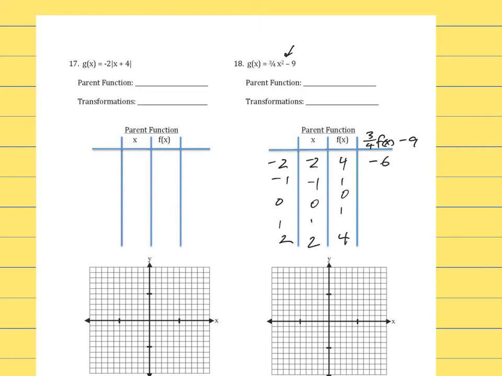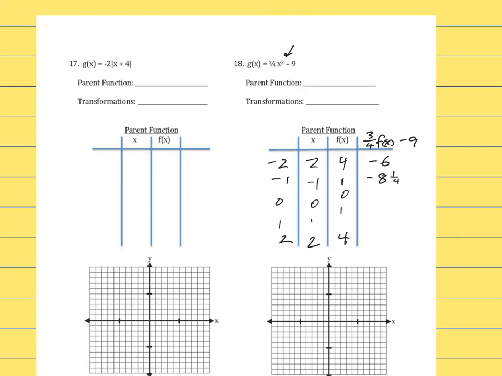And the next one stinks. It's 3/4 minus 9. It's going to be what? Negative 8.25. 8 and a quarter. Negative. Right? Yeah, negative 8 and a quarter. Correct. Thank you.